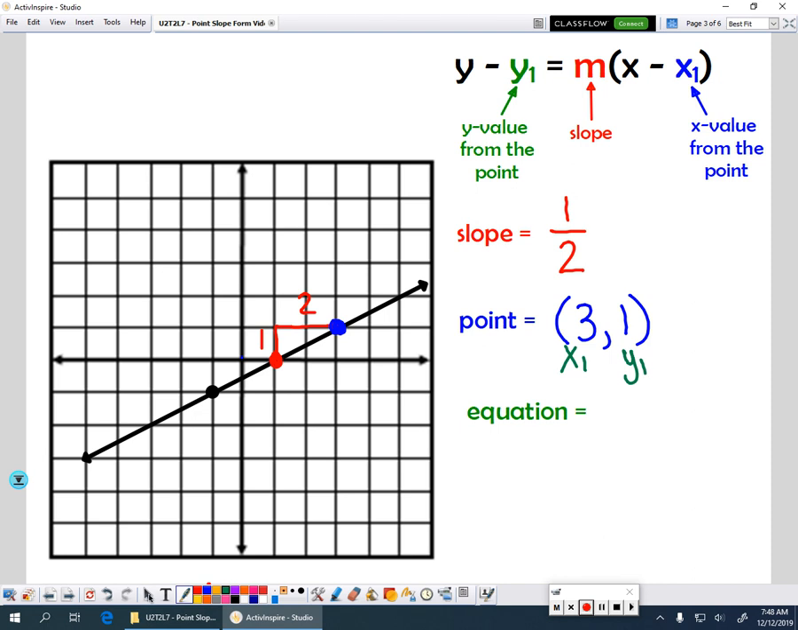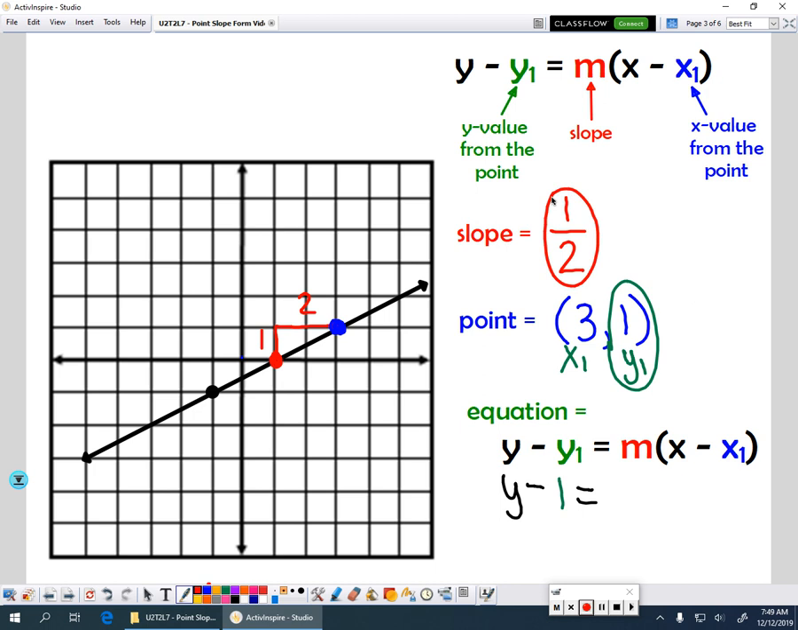So all we do is we take our formula, our equation here, and we substitute in our values. So this first y stays the same, and it's going to be y minus y1. Remember, y1 is the y value of your point. That's going to equal our slope, our m. So we're going to find our slope value, which is right here. That goes in for our m, and then we're going to keep going. Parentheses x minus, and then our x1 value, which is the x value of our point, which is 3.